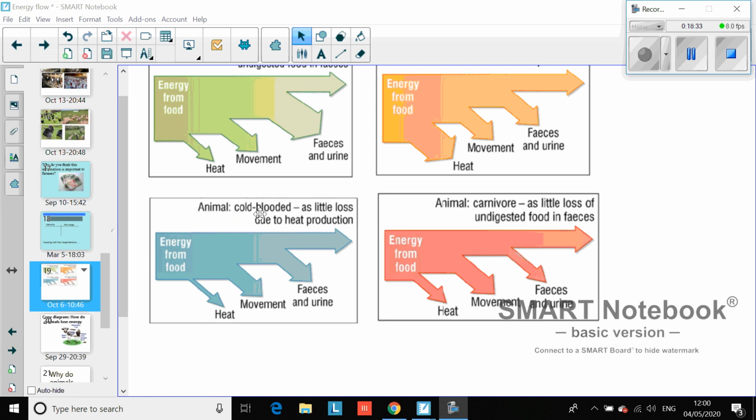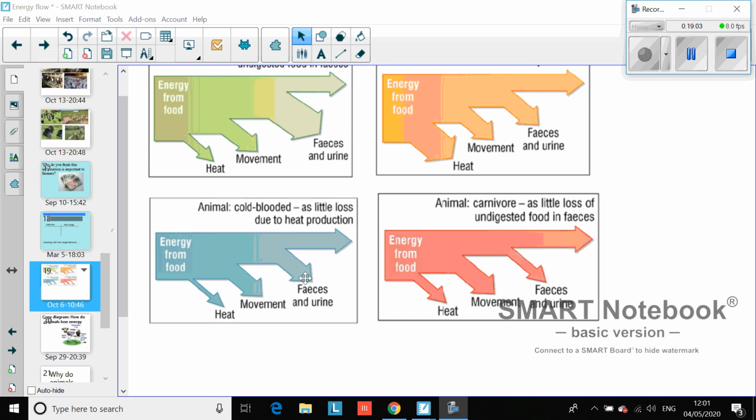Another animal, which is cold-blooded. There's movement here, but look at this arrow again compared to this one. What does that tell us? It tells us that this is a carnivore because it's not losing very much energy or biomass as feces and urine, which means it's easily digestible. So this would be a cold-blooded, moving carnivore.